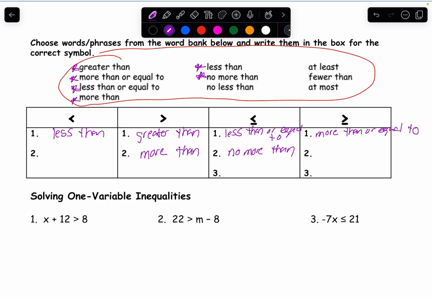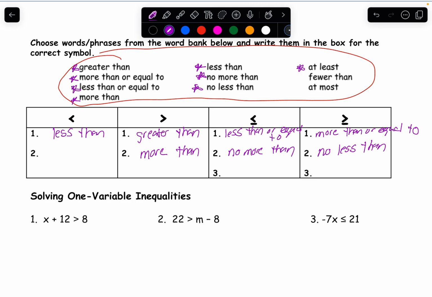So if I'm giving out Snickers bars on Halloween, I'm going to say I'm going to give you no more than 2 Snickers bars. So you could use 2 Snickers bars or 1 Snickers bar, but you just can't have 3, all right? So no more than. No less than. If it cannot be less than, then it could be greater than, but it could also be equal to. It just can't be less than. It could be anything but less than. So greater than or equal to.